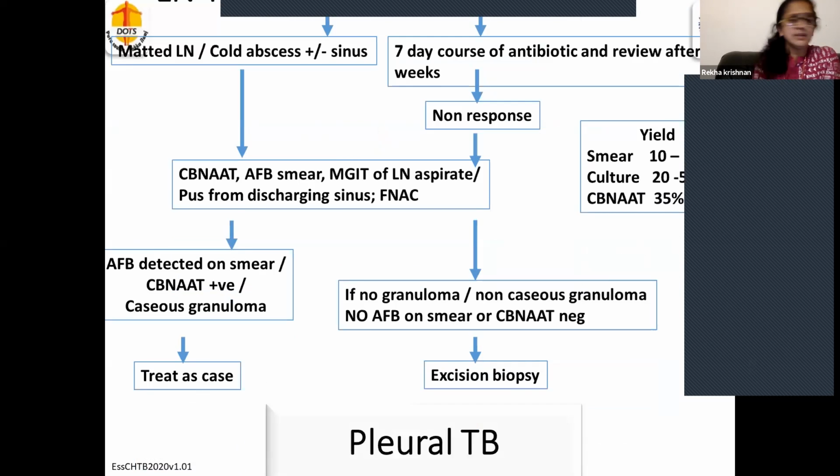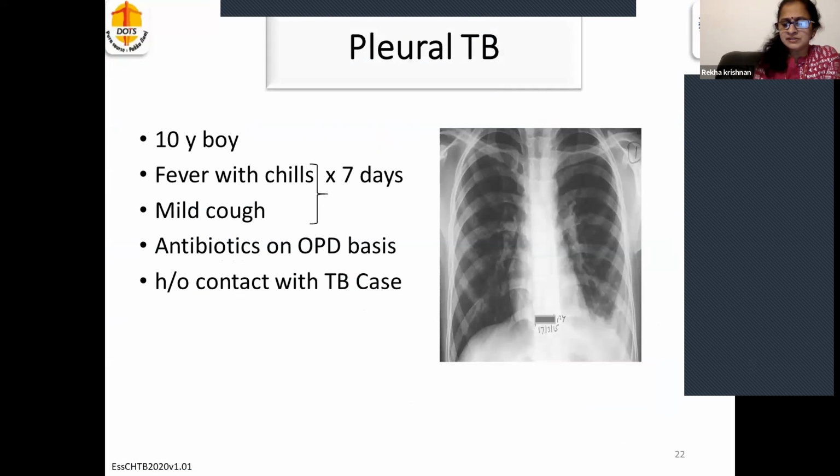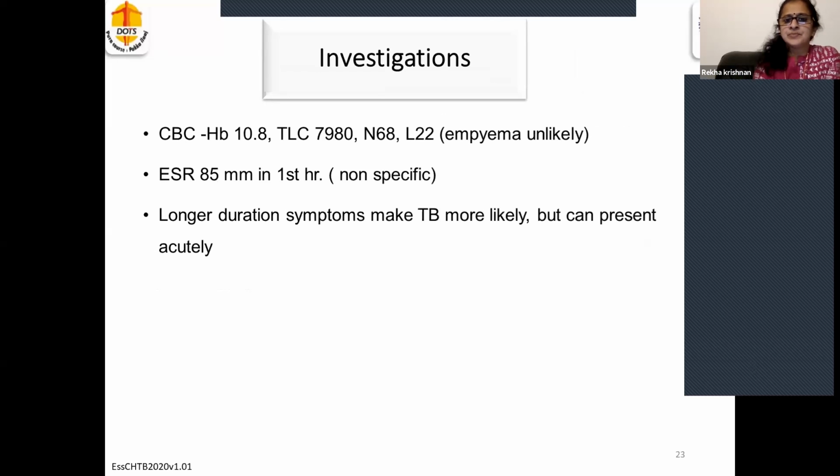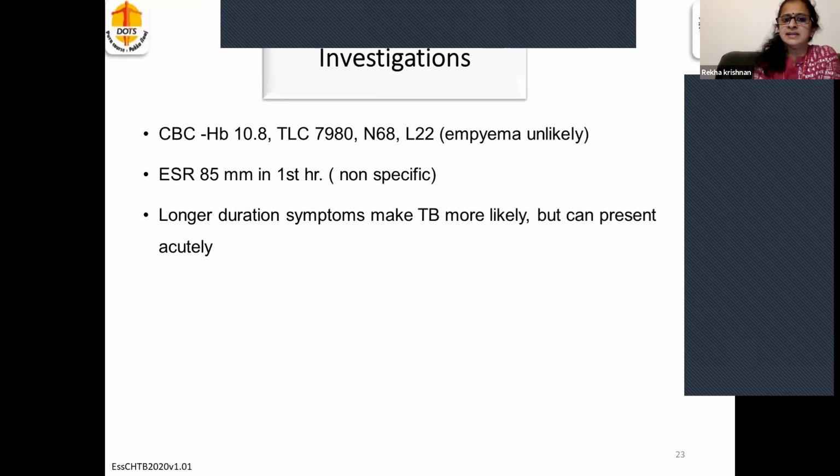Then coming to pleural tuberculosis, that is another main extrapulmonary manifestation of tuberculosis. And here are just 2 or 3 points. Here you can see this child presented with just mild fever and cough who got an antibiotic on OPD basis. And usual routine investigations showed a normal count with a high ESR.